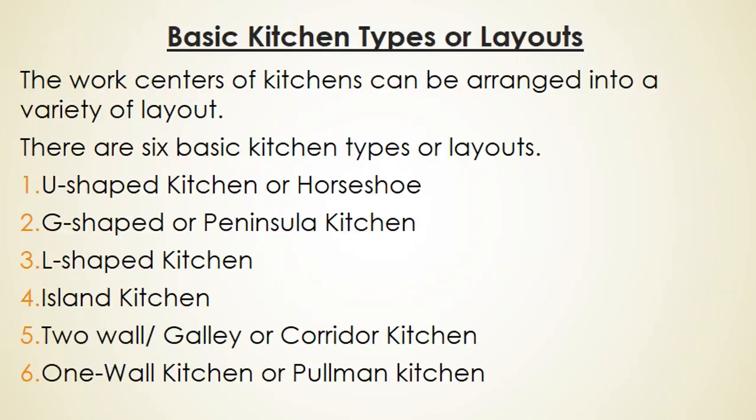Okay, now we will discuss some basic kitchen types or kitchen layouts. The work centers of the kitchen can be arranged into a variety of layouts. There are 6 kitchen types or layouts: U-shaped kitchen, often called horseshoe, G-shaped or peninsula kitchen; L-shaped kitchen, the most common one; an island kitchen; two-wall galley or corridor kitchen; and one-wall kitchen, often called a Pullman kitchen.